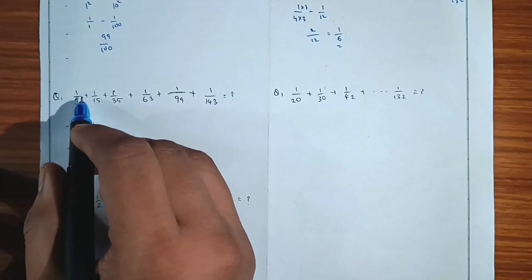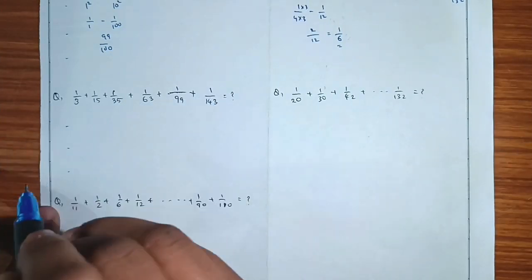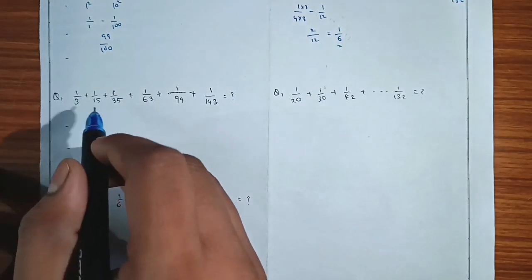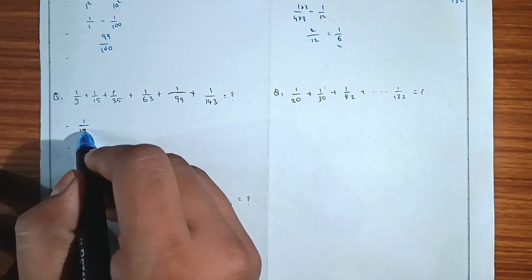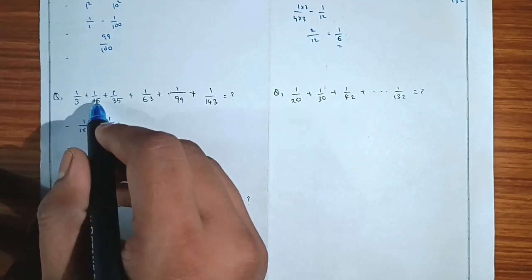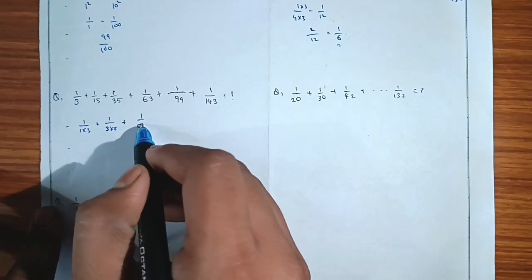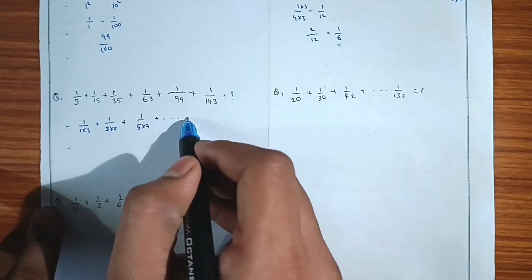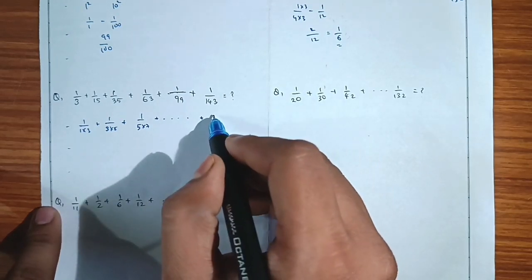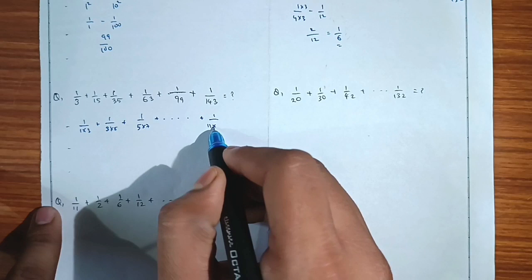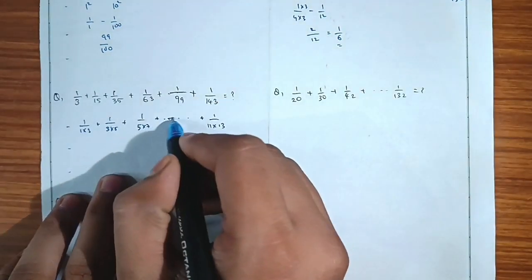Our next question is 1 by 3 plus 1 by 15 plus 1 by 35 plus so on, like this. Convert it to the above form: 1 by 3 we can write as 1 into 3, plus 3 into 5, 5 into 7, plus so on up to 11 into 13, which is 143. Here we are left over with 1.